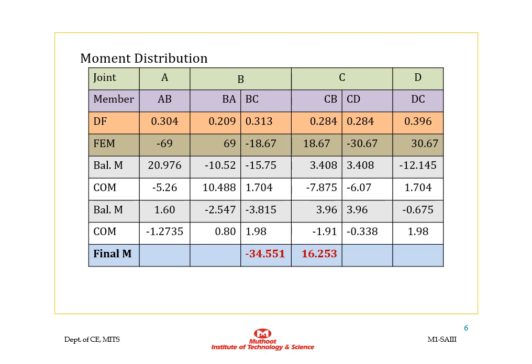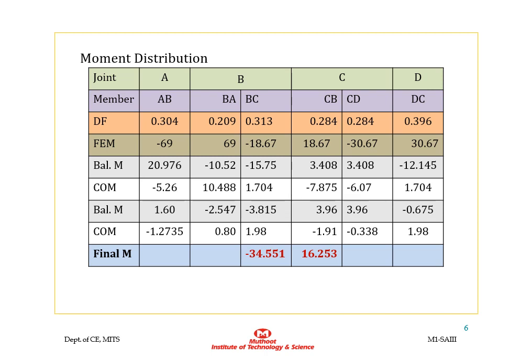Then coming to the joint C, the total sum of the moments at the joint C is 18.67 minus 13.67, that will be minus 12. When it is balanced, it will be positive 12 kilonewton meter. Then it will be distributed according to the distribution factor. So for member CB, the balancing moment will be 12 into 0.284, that is 3.408. And the same moment will be at the member CD, that is 12 into 0.284, that is 3.408.